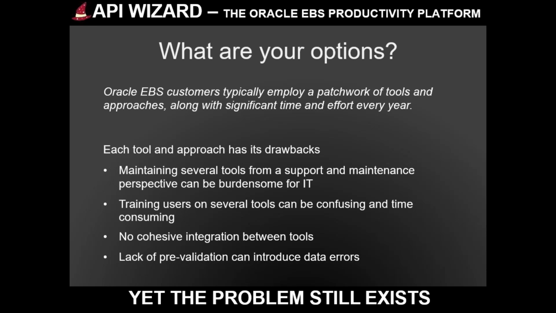Well, we found customers generally have deployed a patchwork of different solutions for different processes if they haven't come across API Wizard yet. For instance, they might be using the forms to enter their financial data. Maybe they've built a couple ADI templates, perhaps a data loader tool to load other manufacturing data, or maybe you've built some custom programs to expedite some of your processes.